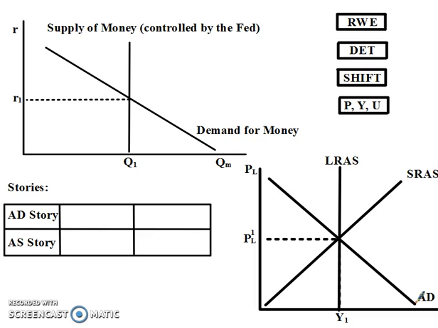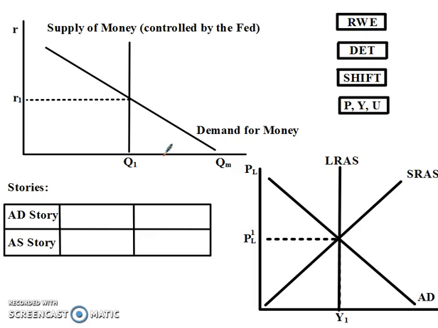On this podcast, we're going to bring all of our models together: the long-run aggregate supply, the short-run aggregate supply, the aggregate demand, the demand and supply for money, and monetary policy. We're going to bring all that together into one big model. So let's go ahead and go through some examples of this.